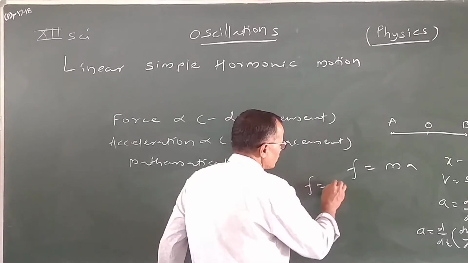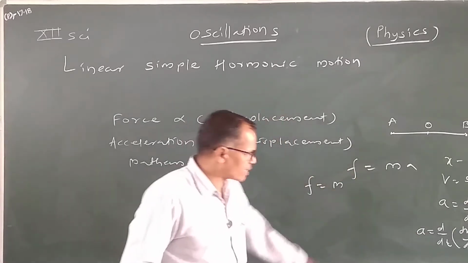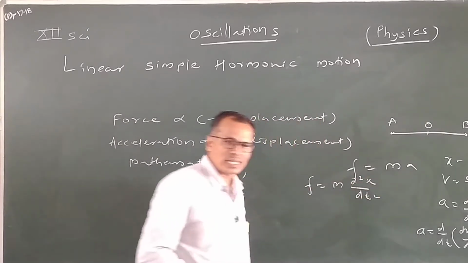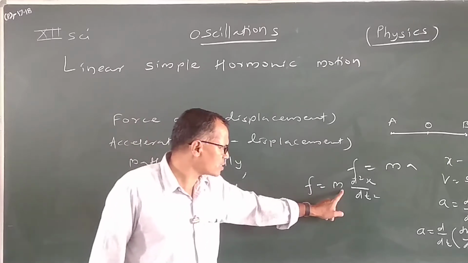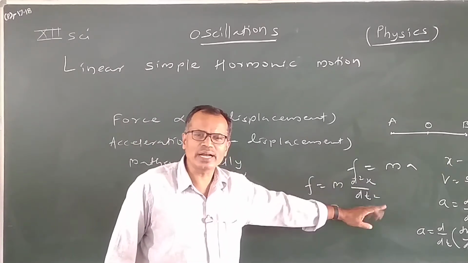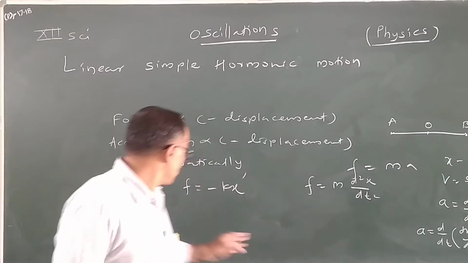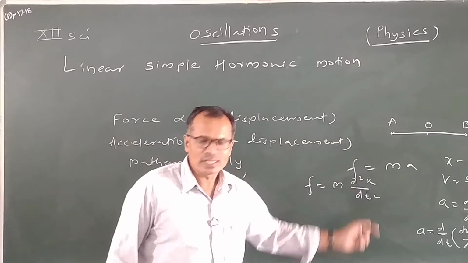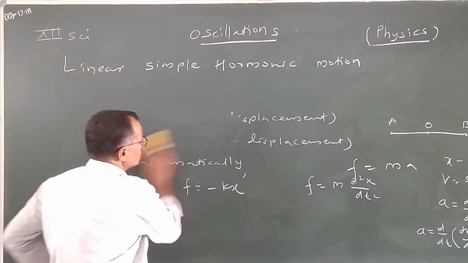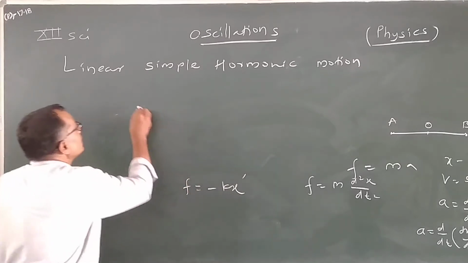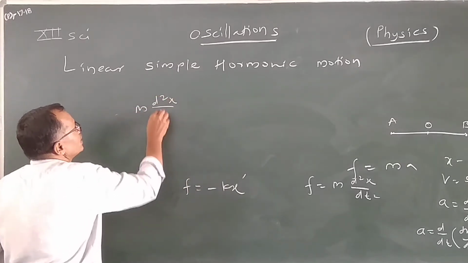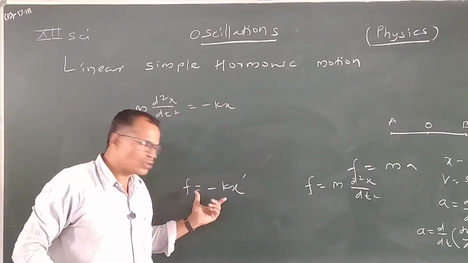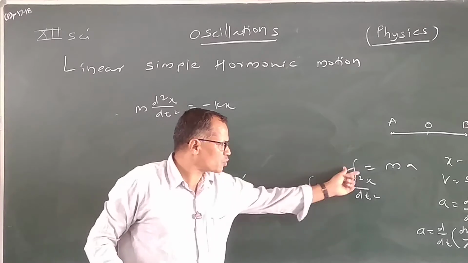So F is equal to ma. Acceleration means d square x upon dt square. So force equals mass into acceleration, that is m d square x upon dt square. So we have two equations, F is equal to minus kx and F is equal to m d square x upon dt square. Now compare these two equations. That is, m d square x upon dt square is equal to minus kx. We are just equating these two equations.